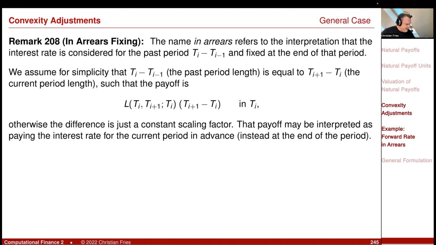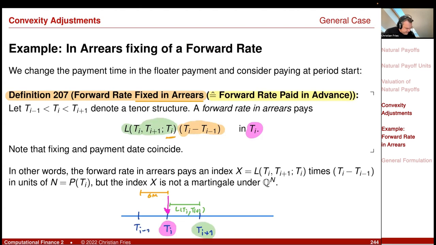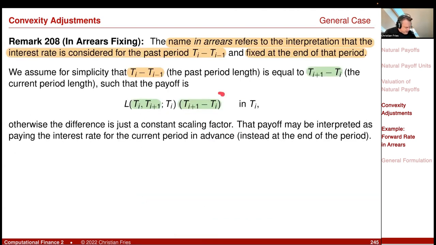Yeah? So small remark, the name in arrears refers to the interpretation that the interest rate is considered for the past period and it is fixed at the end of the period. So in arrears, fixed at the end. But if for simplicity I assume that the past period and the current period, the period for which this rate is originally the rate, this 6 months period that comes in the future, are just the same length, then I can also just consider paying multiples of the future period, T_{i+1} minus T_i. Because this length here is the same as this length here, I can just replace this factor here with T_{i+1} minus T_i.